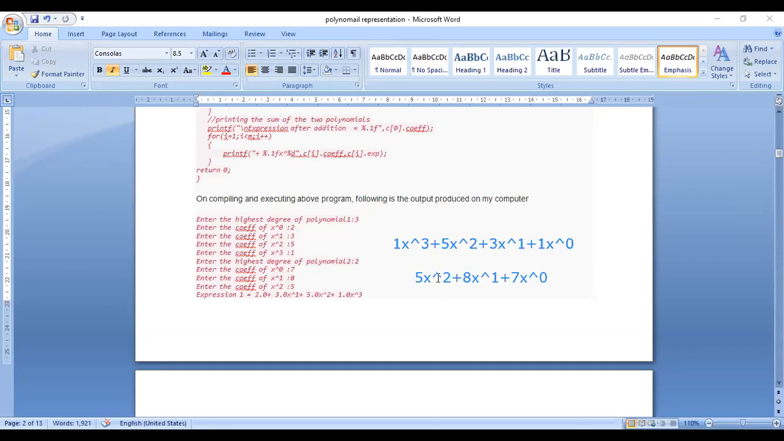So now what will I add? See, 1 into x power 3 here, that exponent 3 part is not there in the second polynomial, so I will not take this one. I will start from the second term in the first polynomial. 5x power 2, here also 5x power 2, I will add both. And next 3x power 1 and 8x power 1, I will add these two. 1x power 0 and 7x power 0. So these are the things I will add.